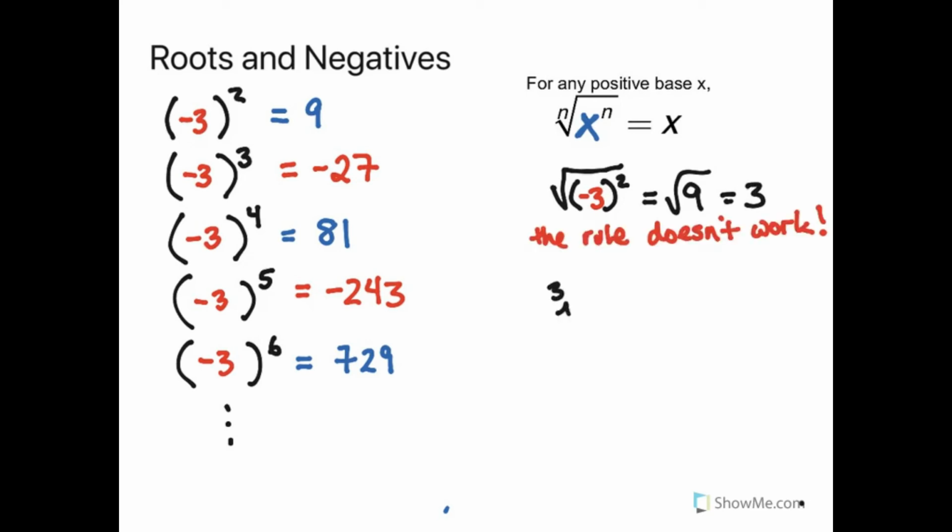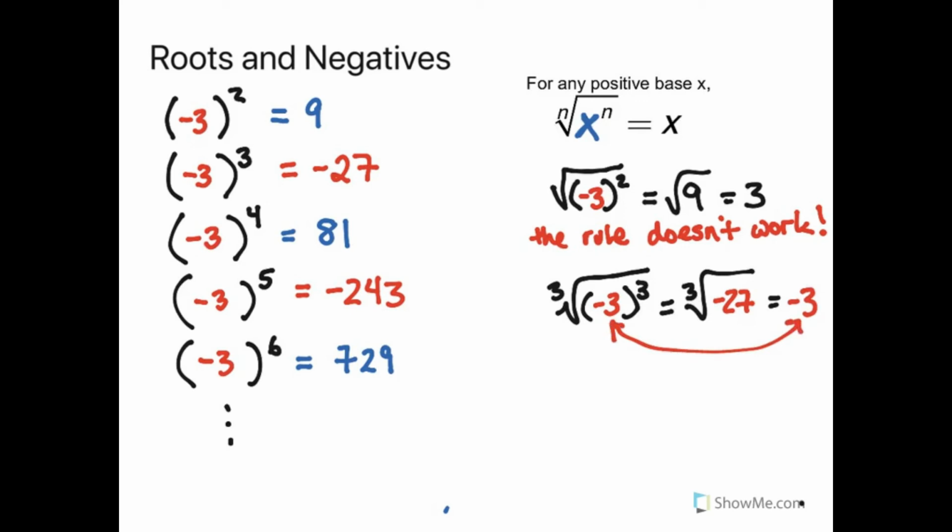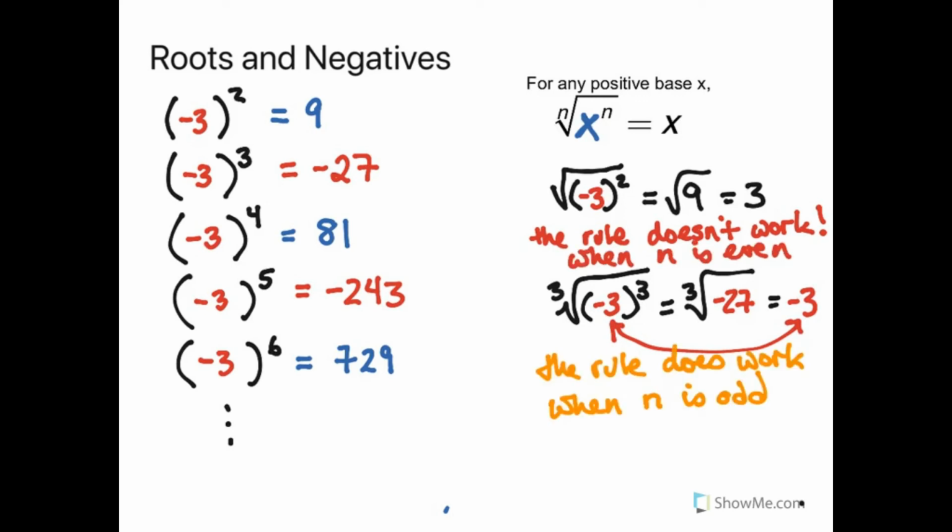On the other hand, if I take the cube root of a negative number to the 3rd power, it does work, because negative 3 to the 3rd power is negative 27, and the cube root of negative 27 is negative 3. They do match. So the rule works when the power and the index of the root are odd. We can't have a negative base x if n is an even number, but we can have a negative base x when n is odd.